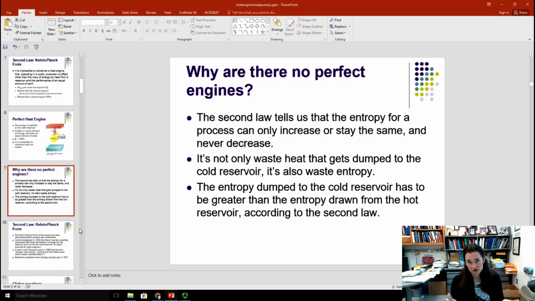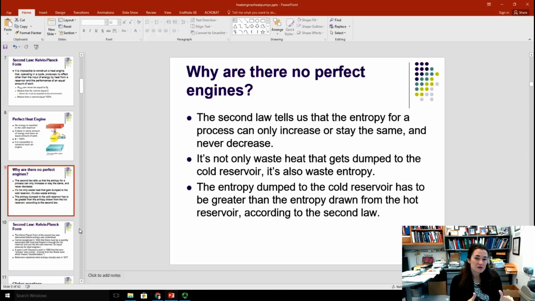Now, why are there no perfect engines? Well, the original way of stating the second law of thermodynamics says that the change in the entropy of the universe has to be greater or equal to 0. Okay? So the second law tells us that entropy for a process can only increase or stay the same. It can't decrease for any real process. So it's not only waste heat that gets dumped to the cold reservoir, it's also waste entropy, or at least you could think of it that way.